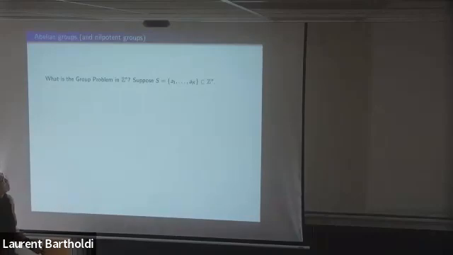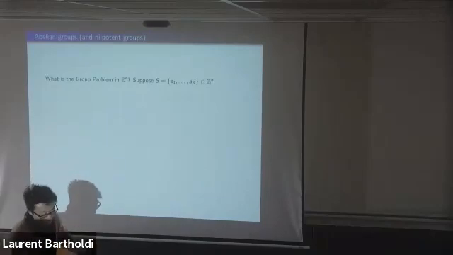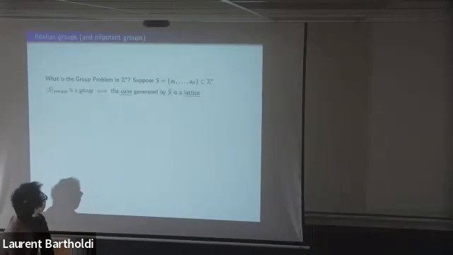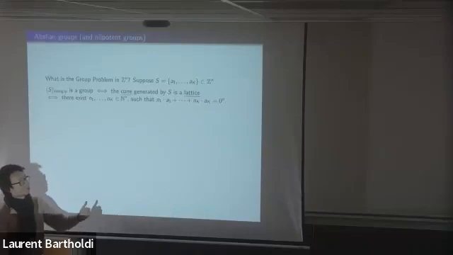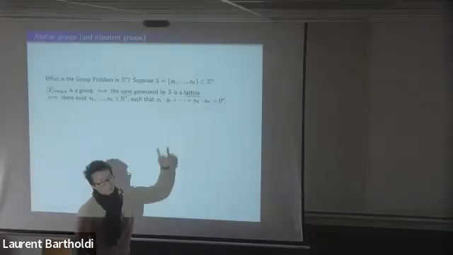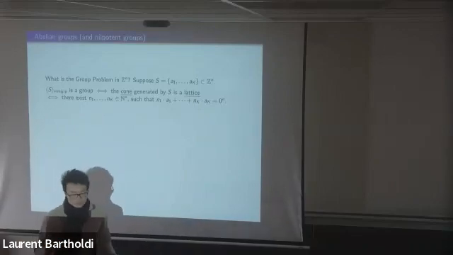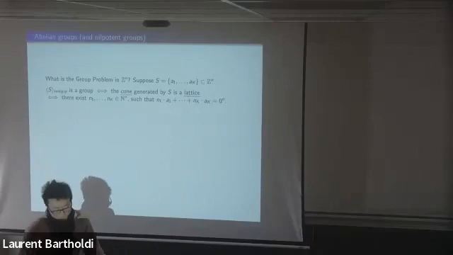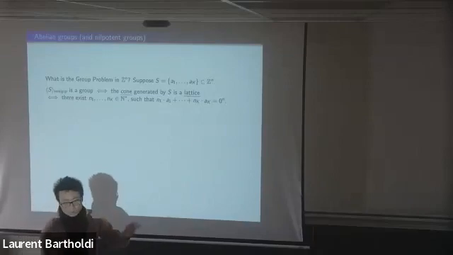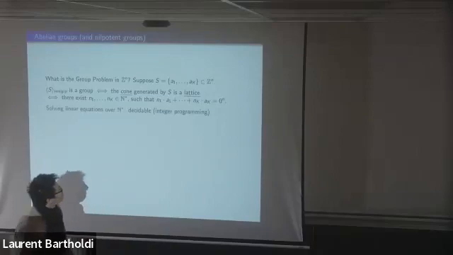So let's start with the easiest cases. What's the group problem in an abelian group, Z to the power n? We're given a set of vectors, integer vectors, and the semigroup is a group if and only if the cone generated by these vectors is a lattice. And that essentially says you can find positive integers n1, n2, and k such that this linear combination of vectors is equal to the trivial vector. So that's just solving a system of linear equations over positive integers. And you can do that using integer programming or even linear programming because the equation is homogeneous. That's obviously decidable.